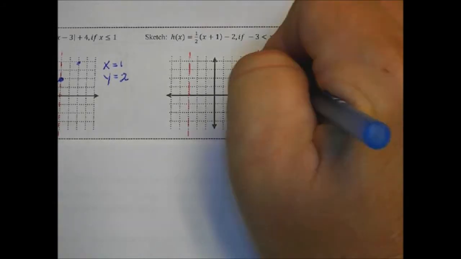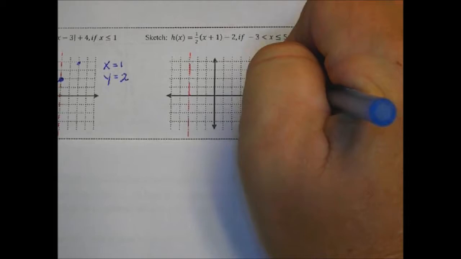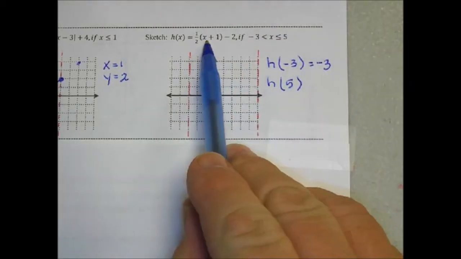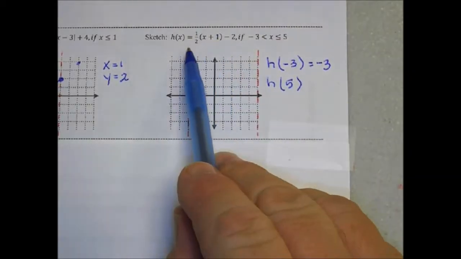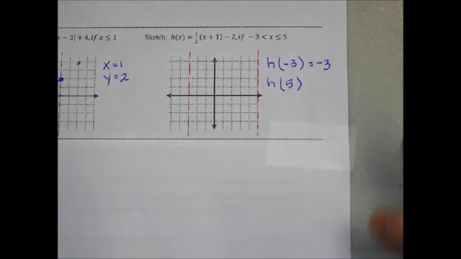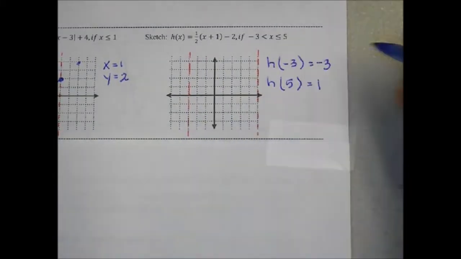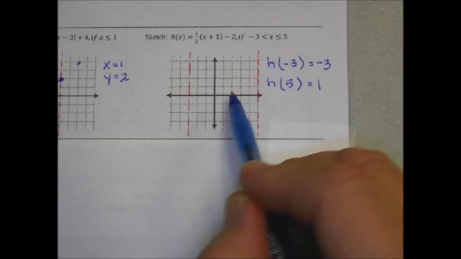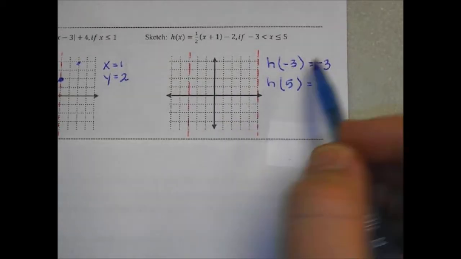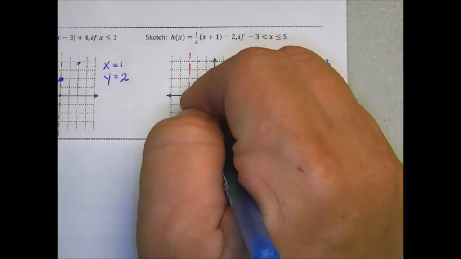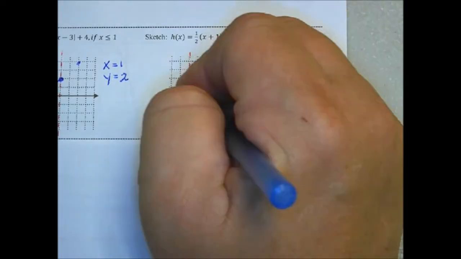Now what about h of positive 5? 5 plus 1 is 6. 1/2 of 6 is 3. 3 minus 2 is 1. So here are our 2 points, basically the end points of the line segment. When x is negative 3, y is also negative 3.